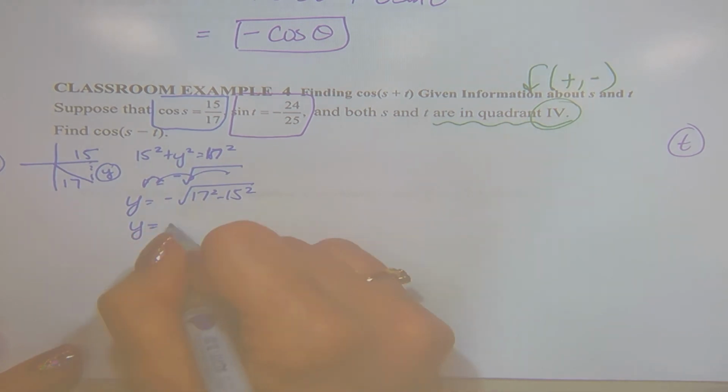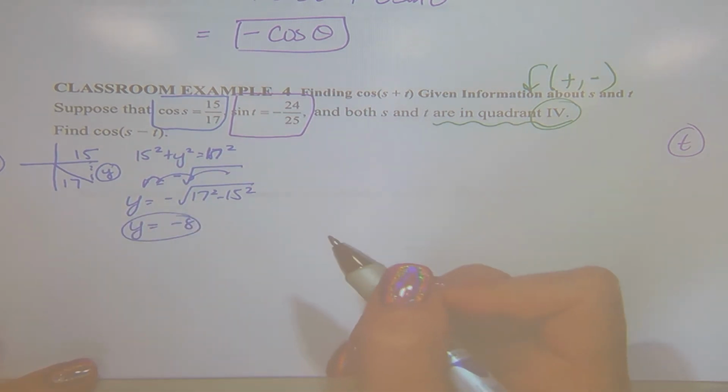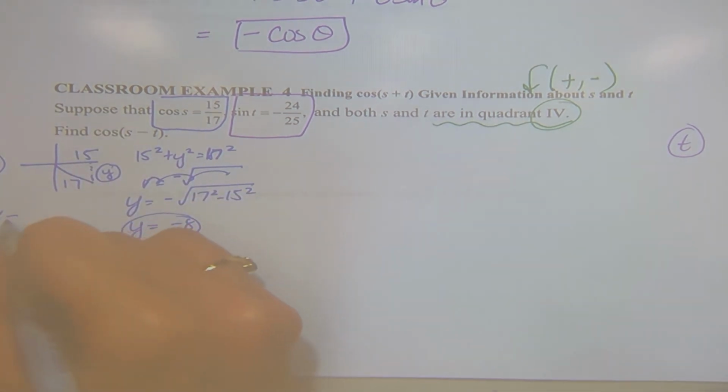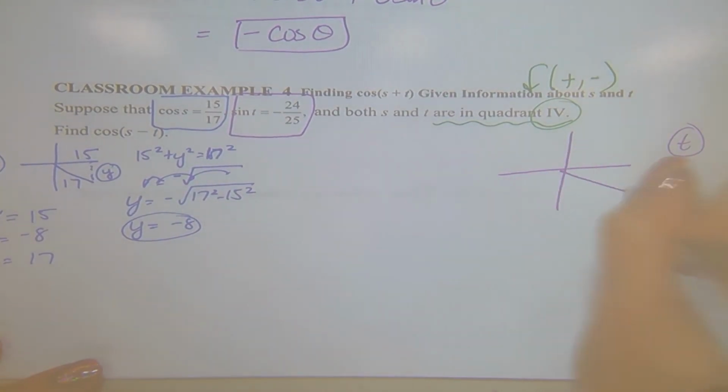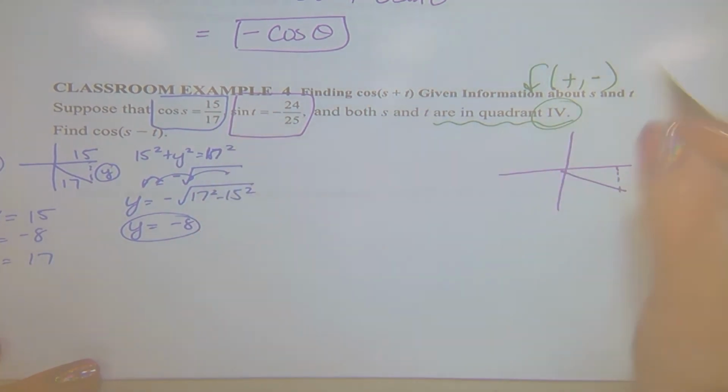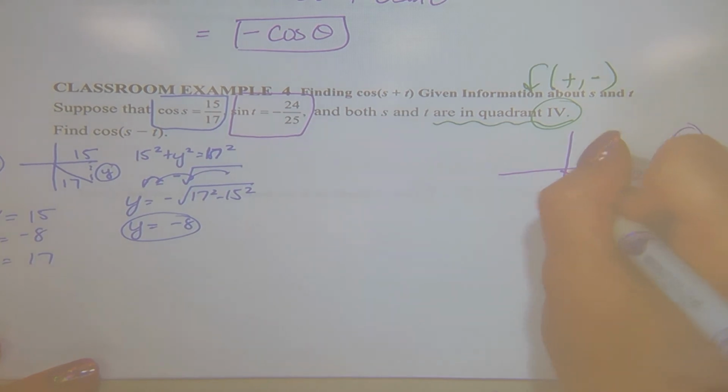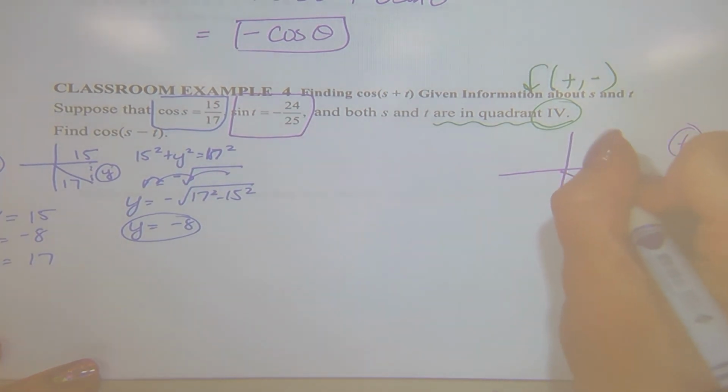Y, when I do that math, comes out to be negative 8. So for S, x is 15, y is negative 8, and r is 17. Now I'm going to come over here and find my missing value for T. T is also in quadrant 4. I'm given sine of T. Sine is negative 24, r is 25, and I need x.